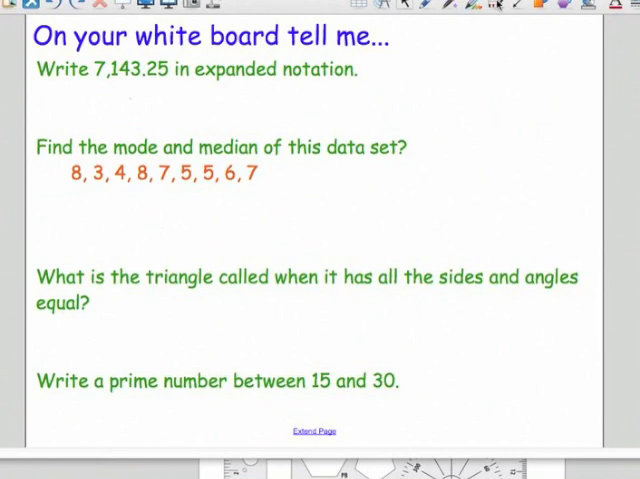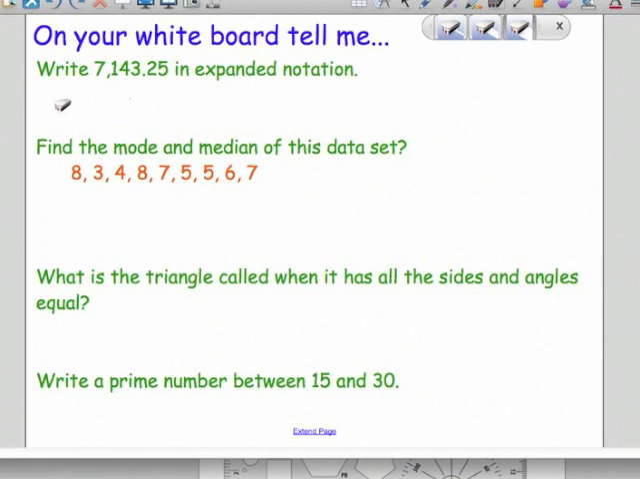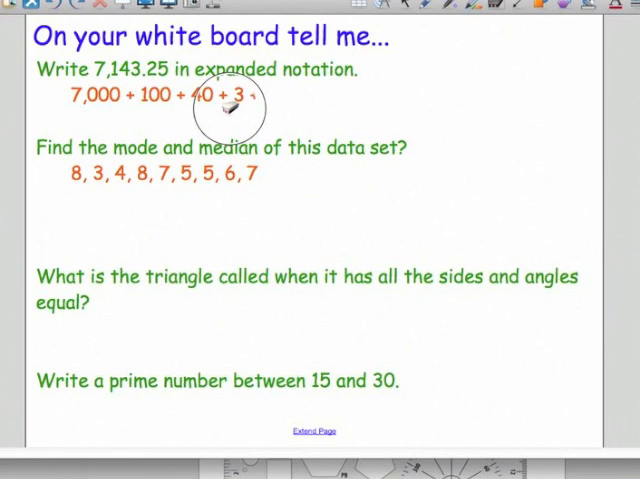Okay, you must be finished. So I'll go over the answers with you. The first one should look like this. 7,000 plus 100 plus 40 plus 3 plus 2 tenths plus 5 hundredths. Make sure you know how to do those, please. If you're not sure, raise your hand and we'll be happy to help you.